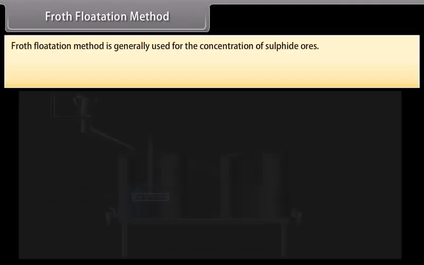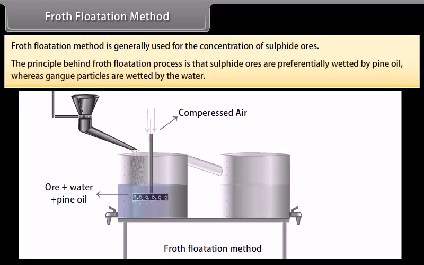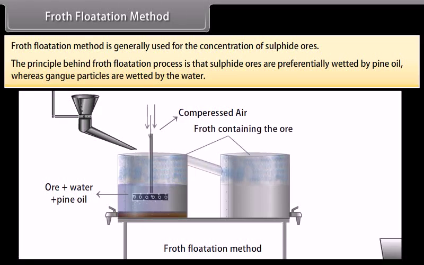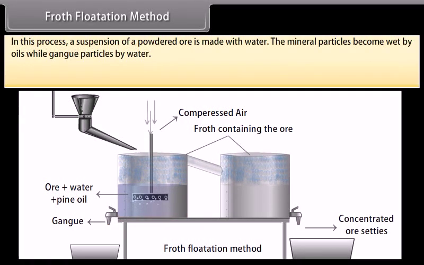Froth flotation method. This method is generally used for the concentration of sulfide ores. The principle behind froth flotation process is that sulfide ores are preferentially wetted by pine oil, whereas gangue particles are wetted by water. In this process, a suspension of a powdered ore is made with water.